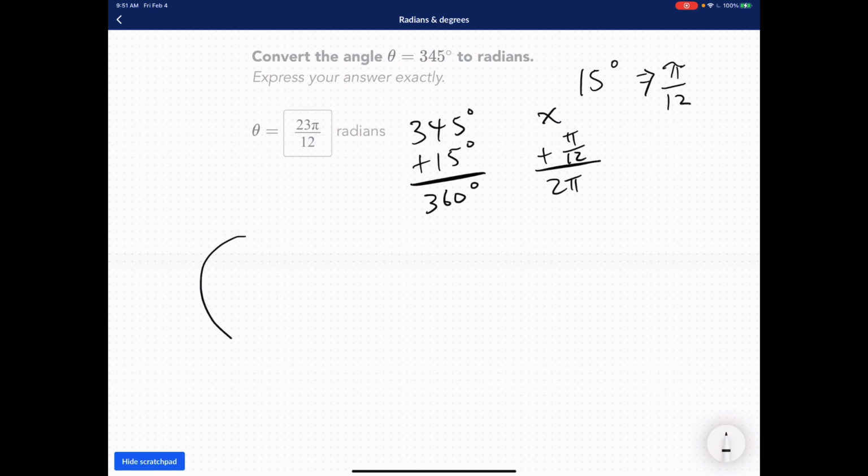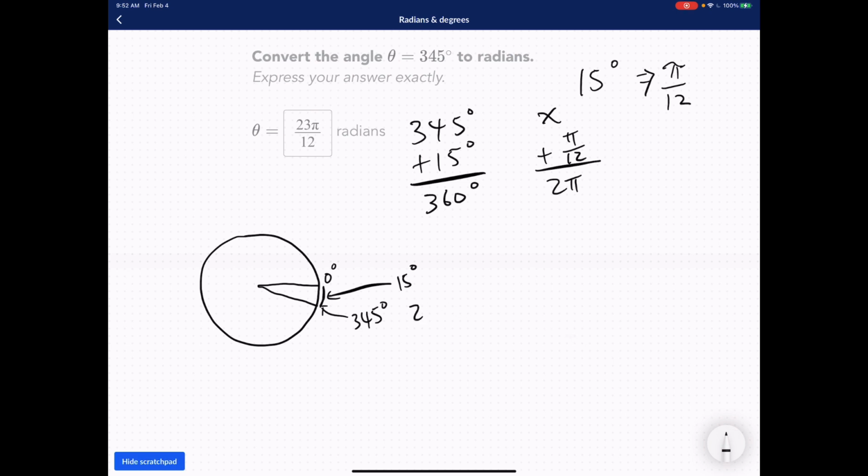So we have 345 degrees, right? If that is 0 degrees, 345 degrees is about right there. And that distance, or the angle over here, that's going to be 15 degrees, right? So what we just did was we got 345, which is my x, and then we added whatever this is in terms of radians, and then we added up and saw that it was 360. So this is exactly what we just did, right?